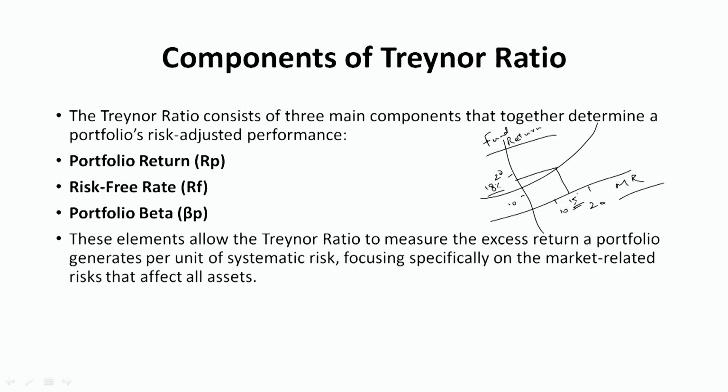The different abbreviations which we have used over here: the first one is portfolio return, which we have represented as RP. There is the risk-free rate of return, which we have represented as RF, and portfolio beta as beta P. These are the different elements which we would be considering while calculating the Trainers ratio.